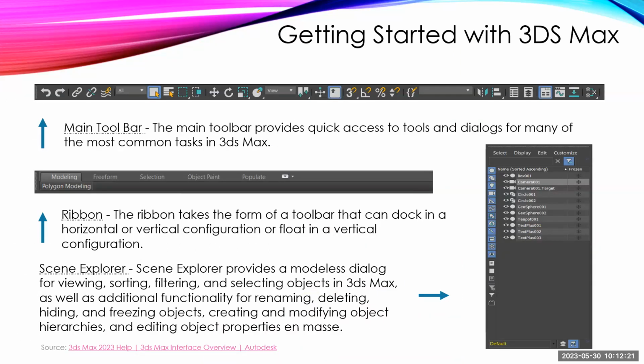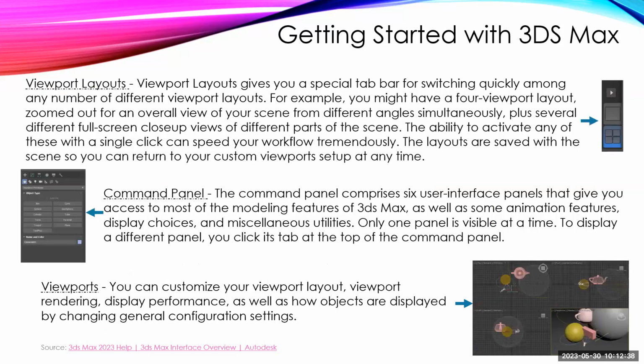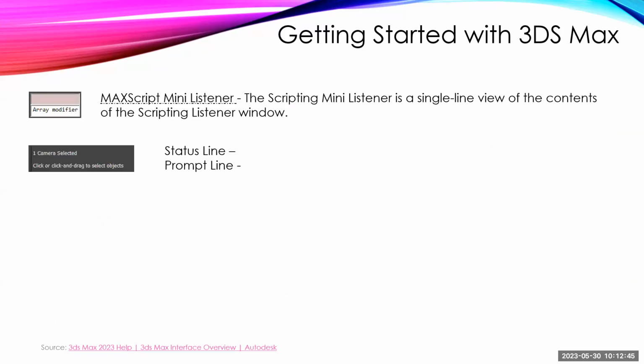So we have the different interface sections. We have our main toolbar, the ribbon, the scene explorer, and a little explanation about what each one does. And this information comes straight from the Autodesk website. We continue with viewport layouts, command panel, and viewports, MAXScript mini listener, status line, and prompt line. And then there are like 6 more that I still need to add.